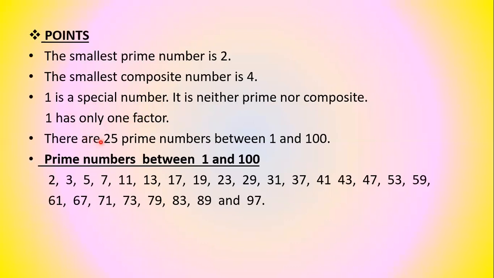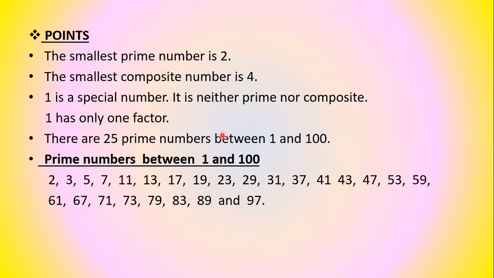And there are 25 prime numbers between 1 and 100. And after 100 also there are many prime numbers. And I am going to mention here the prime numbers between 1 and 100. And everyone should learn these prime numbers. 25 prime numbers are there between 1 and 100. And each of you should learn them.